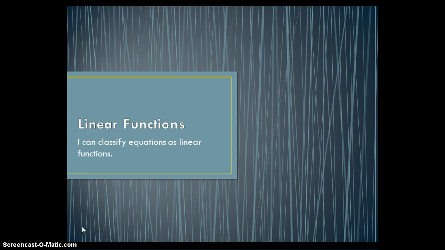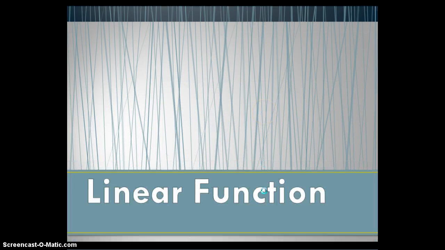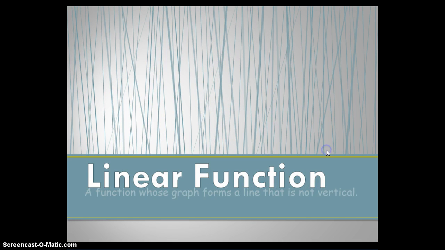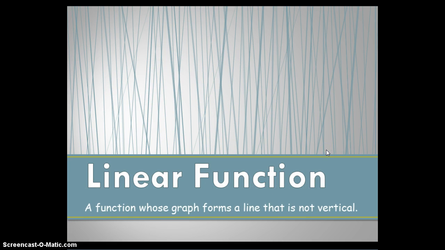But first, what two words do we see within linear functions that maybe we could get a definition of what a linear function is? Well, we know that linear means line, and a function is any relationship where one input has just one output. And we talk about linear functions, and we say it's a function whose graph forms a line that is not vertical. Okay, we see linear within linear function, so this must be a linear function if it forms a line.